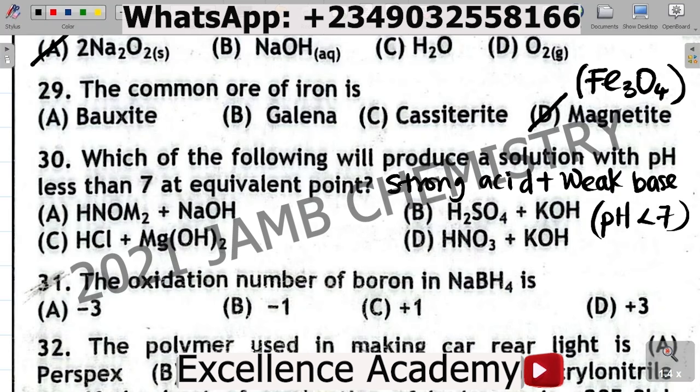So if you look at this here, for your acids, I think almost all the acids here are strong acids. Let's look at which of them here is a weak base. Now for this question, the weak base you have is magnesium hydroxide, MgOH. Having a strong acid as hydrochloric acid and a weak base as magnesium hydroxide would give you a solution whose pH is less than 7 at equivalent points. So the correct answer here is C.